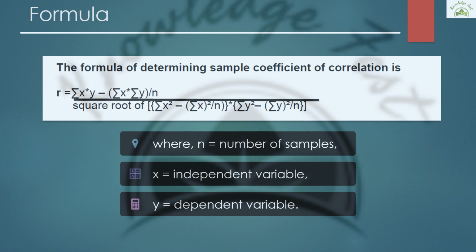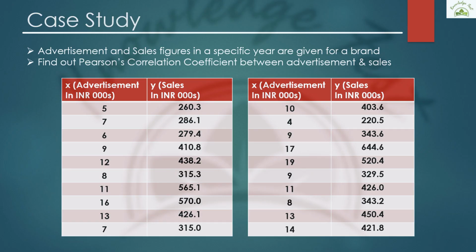Okay. To make you understand how you can calculate Pearson's correlation coefficient, I am taking a case study where you can see that the advertisement and sales figures of a particular brand or company are provided for a specific year. Now we have to find out what is the Pearson correlation coefficient between the advertisement and the sales. Okay, so why is it important for the company, why are they doing this analysis?